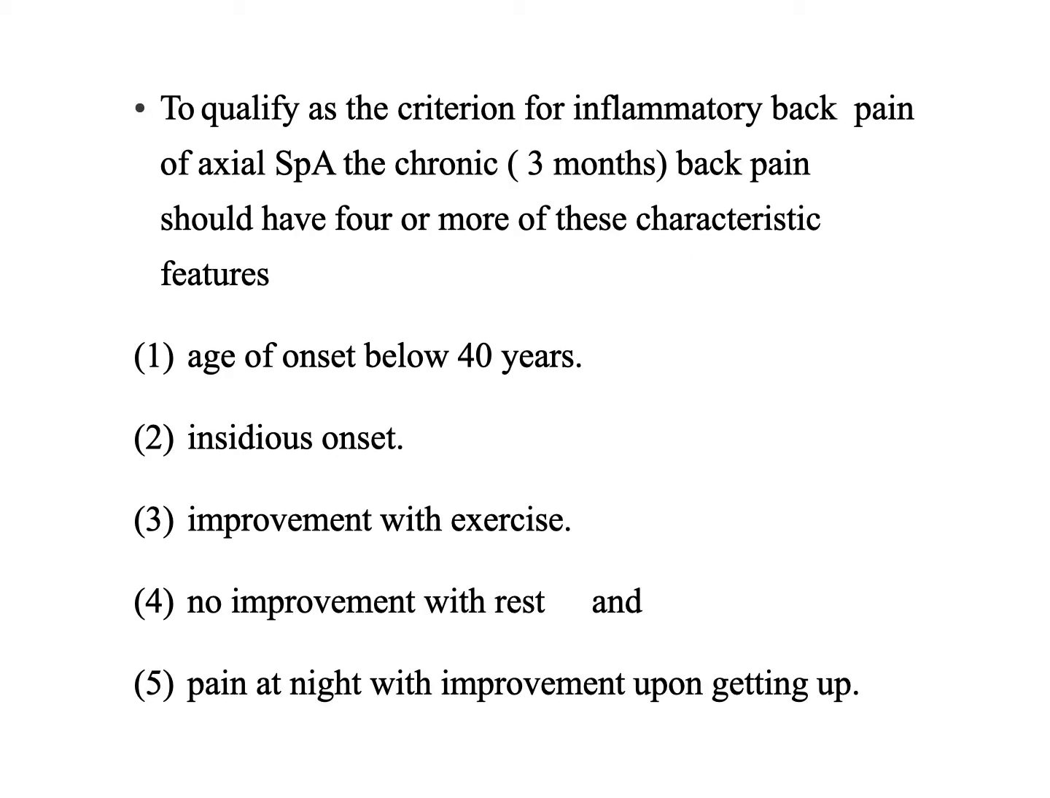To qualify as criteria for inflammatory back pain of axial spondyloarthropathy, there should be chronic back pain of about 3 months and they should have 4 or more of these characteristic features. Number 1, age of onset below 40 years. Number 2, insidious onset. Number 3, improvement with exercise. Number 4, no improvement with rest. And number 5, pain at night with improvement upon getting up.